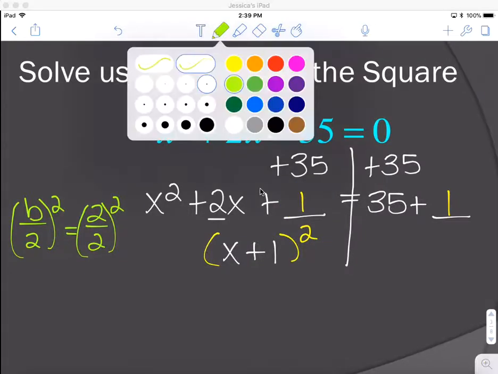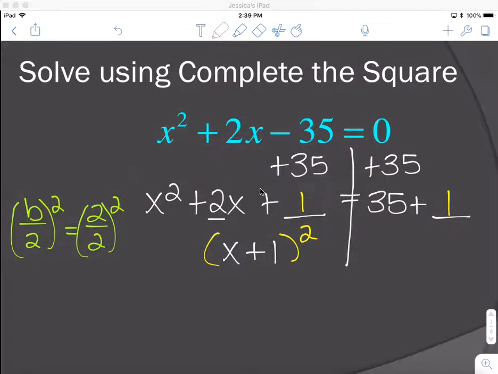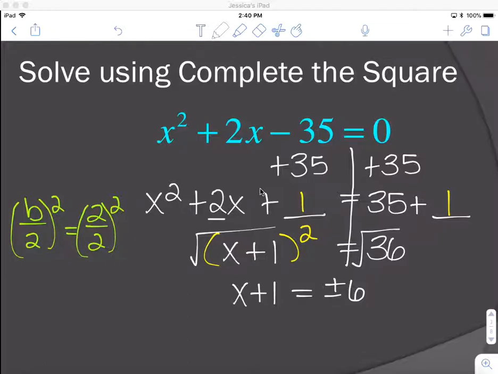All right, we're not quite finished. 35 plus 1 on the right becomes 36. And since I'm trying to solve for x, I'm going to square root both sides. The square root of something squared cancels out, and I'm left with x plus 1 on the left. For the right side, the square root of 36 is 6, and we're going to write that as positive or negative 6.